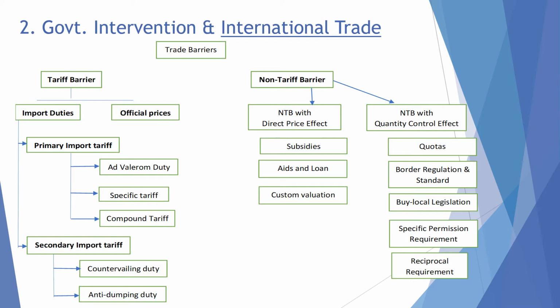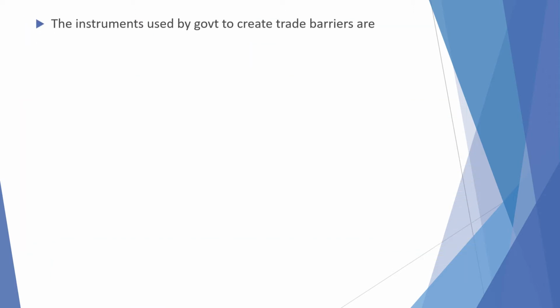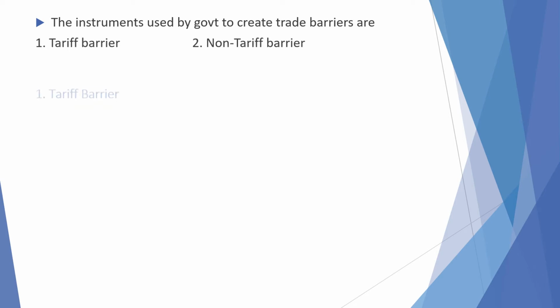Under the non-tariff barrier, there is non-tariff barrier with direct pricing effect, and another is non-tariff barrier with quality control effect. Under the direct price effect, there are subsidies, aids and loans, and custom valuation. Under the quality control effect, there are quotas, border regulation and standard by local legislation, specific permission required, and reciprocal requirement. Now the instruments used by the government to create the trade barrier are tariff and non-tariff barrier.